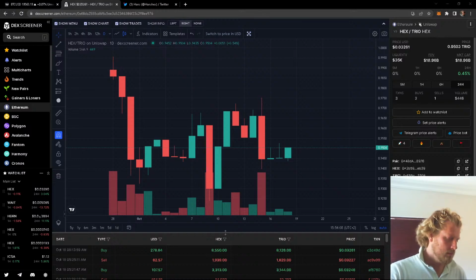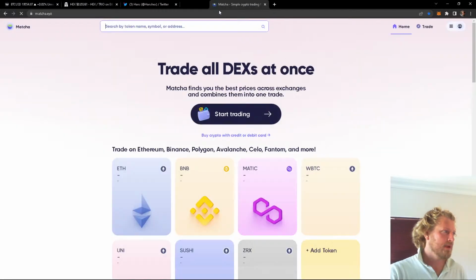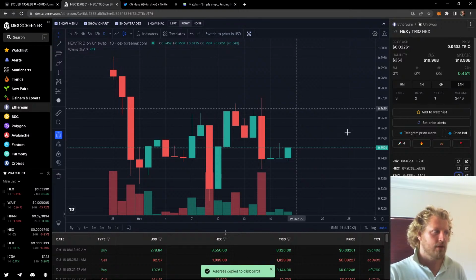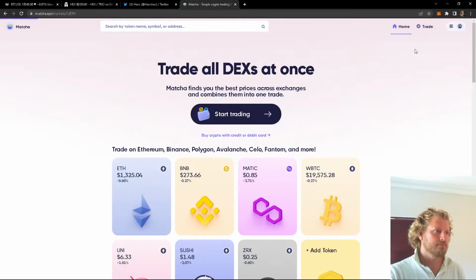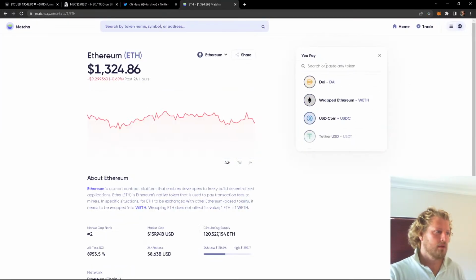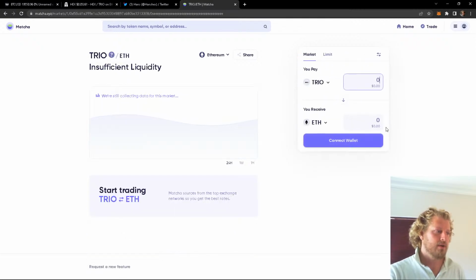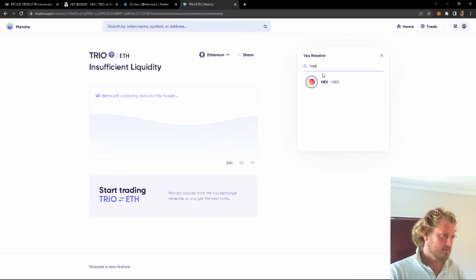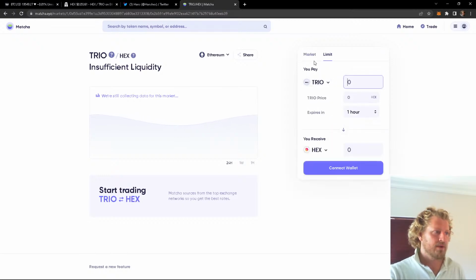Yeah, that would be cool, for those of you who don't know how to put up ratio trades. So copy the Trio contract here, because you're going to have to paste it into your Matcha. Just paste it in there and Trio comes up, Maximus Trio. We understand we want to trade Hex for it, and we want the limit order. Change it to as high as possible.